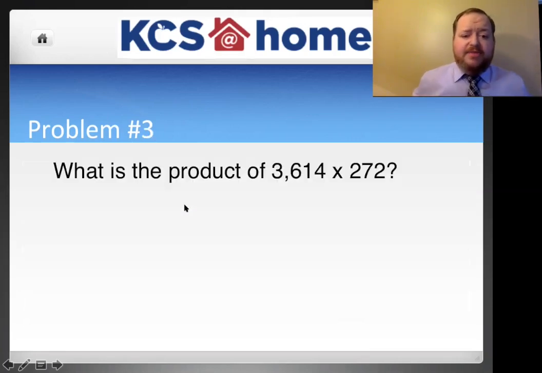All right, this is number 3, and it's asking us to find the product of 3,614 times 272. Now, here's one where we're meeting the full extent of the standard. This is a 3-digit by 4-digit multiplication problem. That's the extent of what you're supposed to do as a 5th grader. Because those numbers can get pretty big, I chose not to do the area model, but to use the standard algorithm, the new approach we've taught you this year as 5th graders.